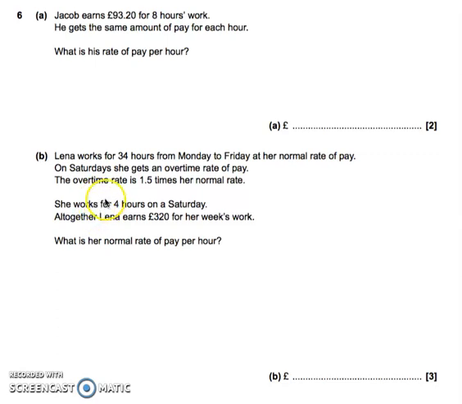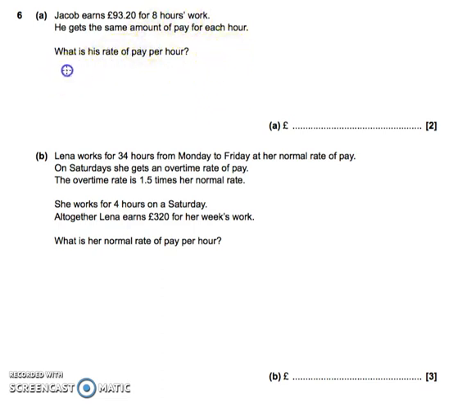Question number 6A. Jacob earns £93.20 for 8 hours of work. He gets the same amount of pay for each hour. What's his rate of pay per hour? It should be fairly logical that you would have to take the total amount of money he's earned and divide it by the number of hours that he's worked, because that's going to be pounds per hour.